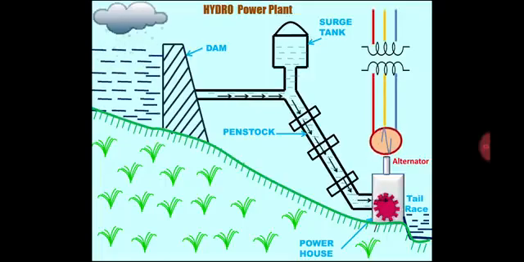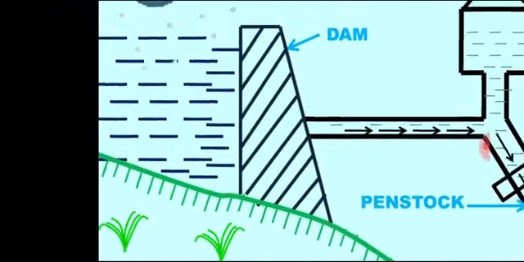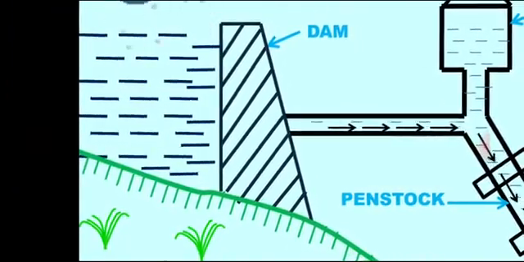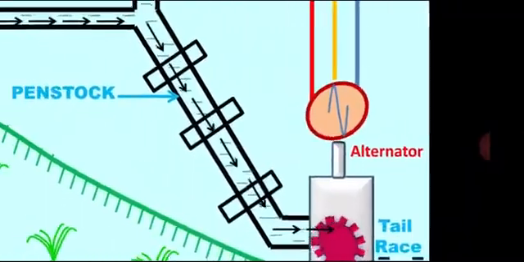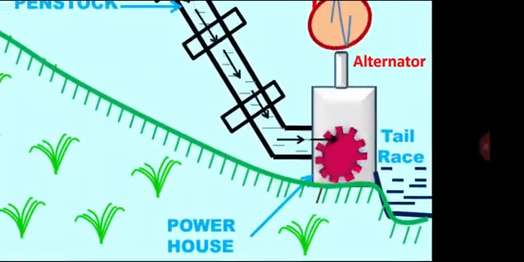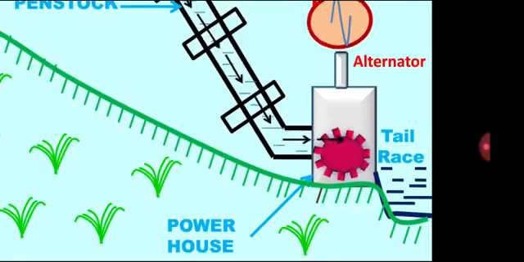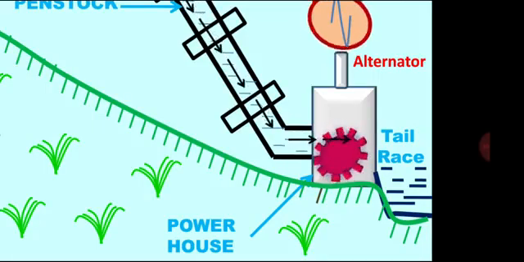The main component of a hydropower plant is the dam. What is a dam? A dam acts as a barrier for water. Water gets stored at a high head, at a high level, and the dam acts as a barrier for it. Then the powerhouse. This is a very important unit of the hydropower plant. The powerhouse is where the alternator is connected, and that alternator converts the mechanical energy into electrical energy.